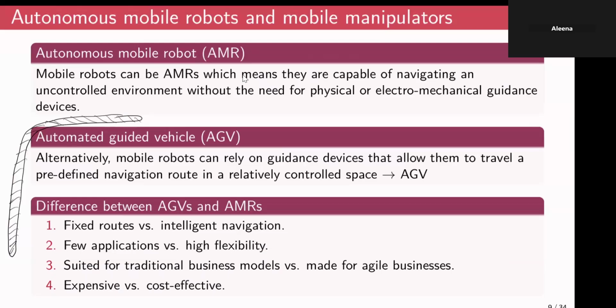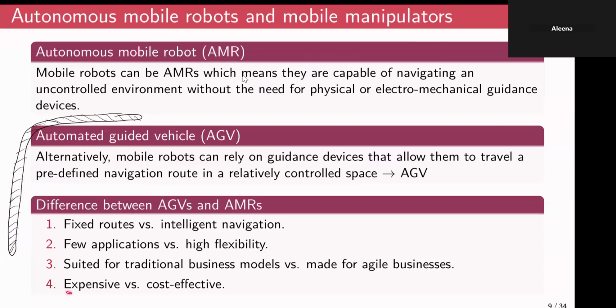So in that regard, AMRs have high flexibility, and in case of AGVs, they are suited for traditional business models, where you are only required to bring a small level of automation in a traditional business. But if you want an agile business, which keeps on changing its tasks or its goals, you need an intelligent robotic system such as an AMR, which can do a lot of decision making.